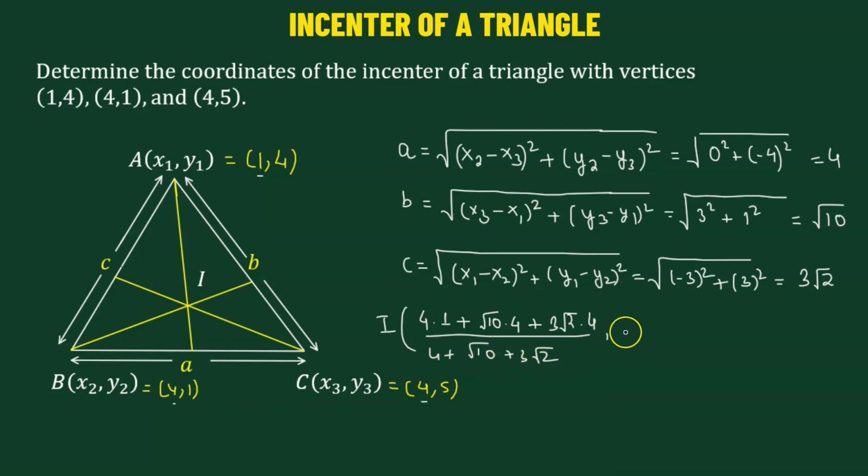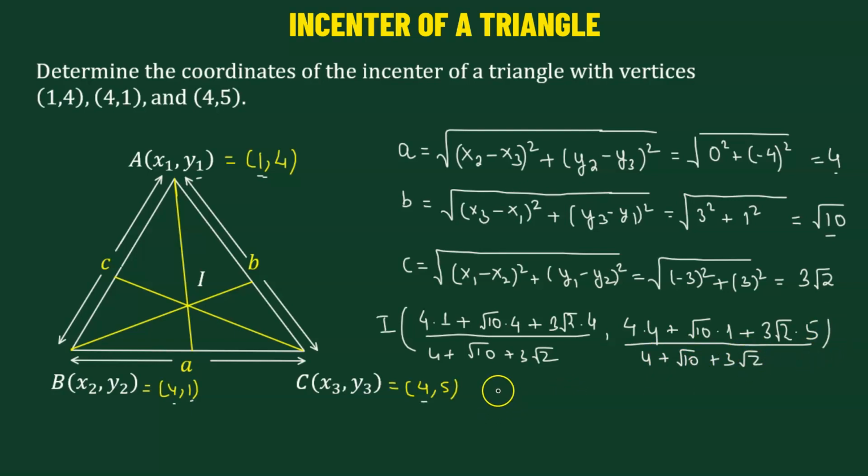Now we'll find the y coordinate. We need a times y1. a is 4, so we have 4 multiplied by y1, and y1 has the value 4, so 4 times 4. Added to b times y2, where b is the square root of 10, multiplied by y2, which is 1. Added to c times y3, where c is 3 times the square root of 2, multiplied by y3, which is 5. Divided by the sum of the sides, where we have 4 plus the square root of 10 plus 3 times the square root of 2.